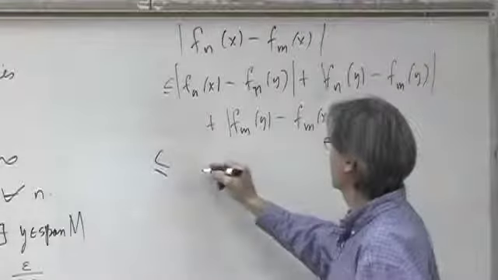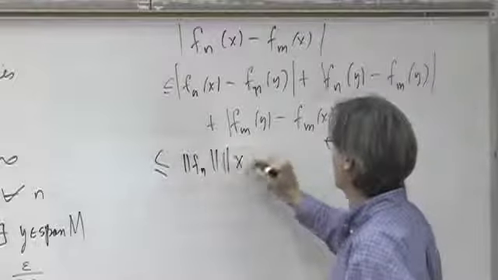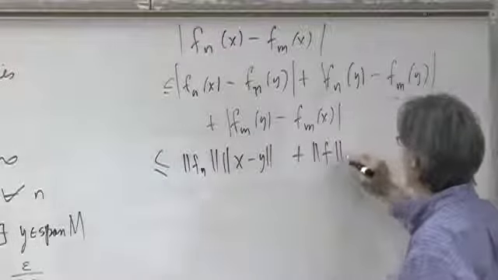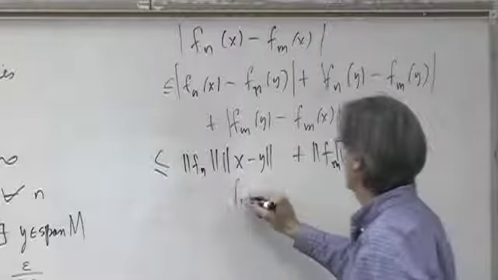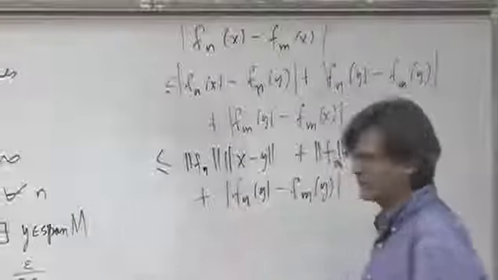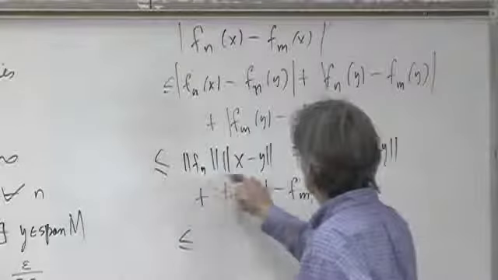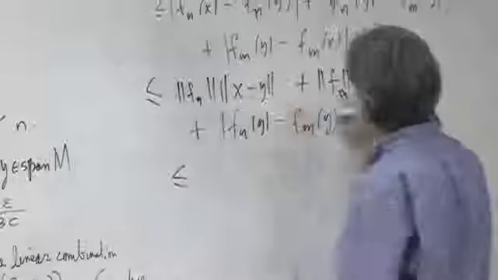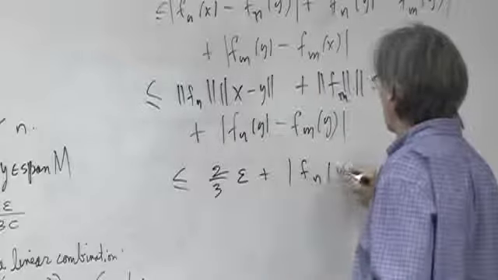So the first term is less than or equal to the norm of Fn times the norm of x minus y, and the third term is the same thing, plus the norm of Fm times the norm of x minus y. And the middle term is Fn of y minus Fm of y. I'll just leave that as it stands, because I'm going to use the epsilon argument. So according to that, this is at most c, this is at most c, and there's an epsilon over 3c for x minus y, so this is 2/3 epsilon plus Fn of y minus Fm of y.